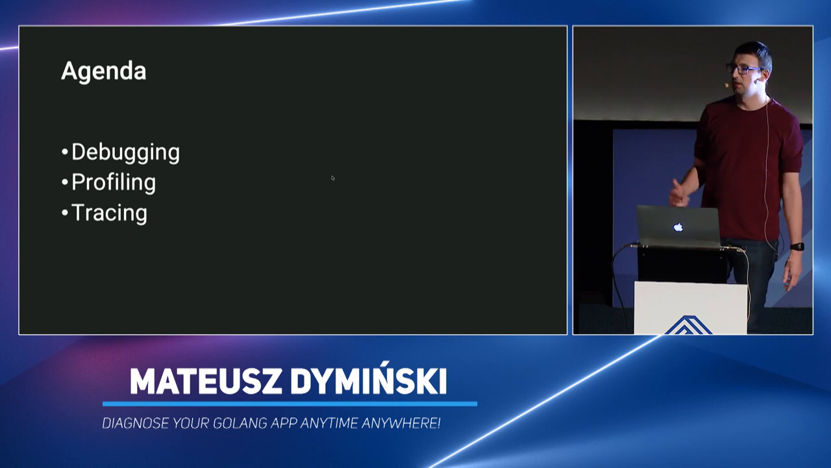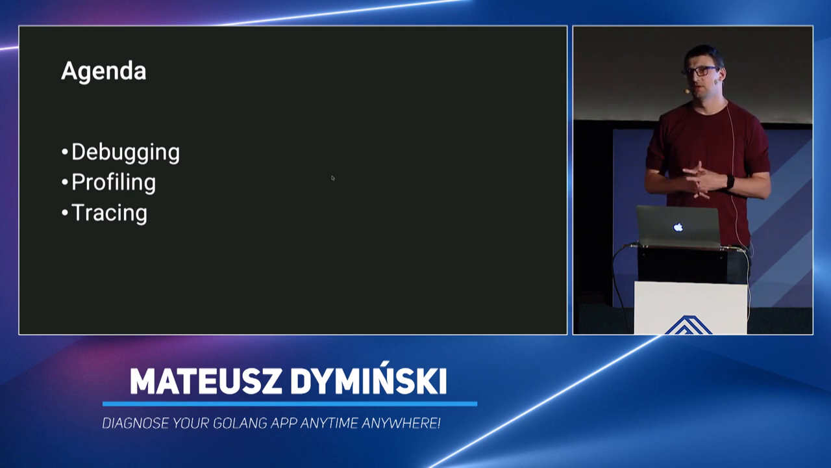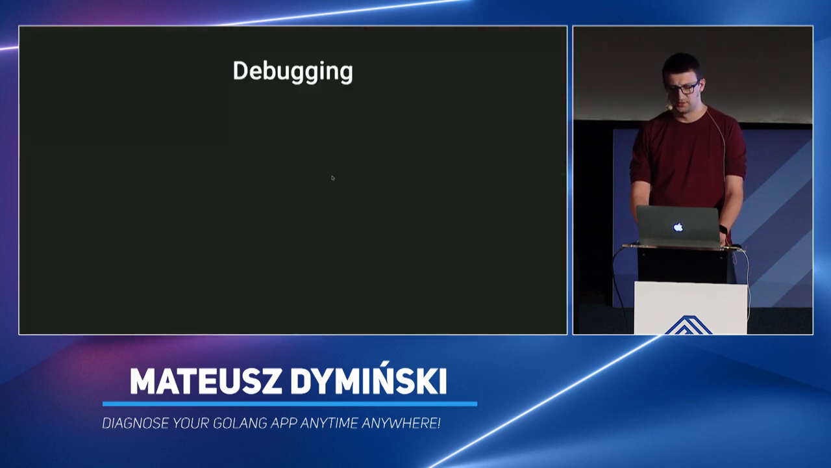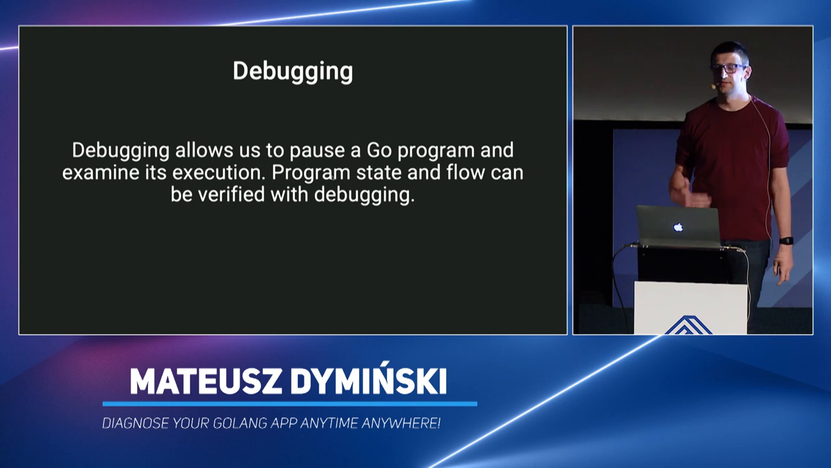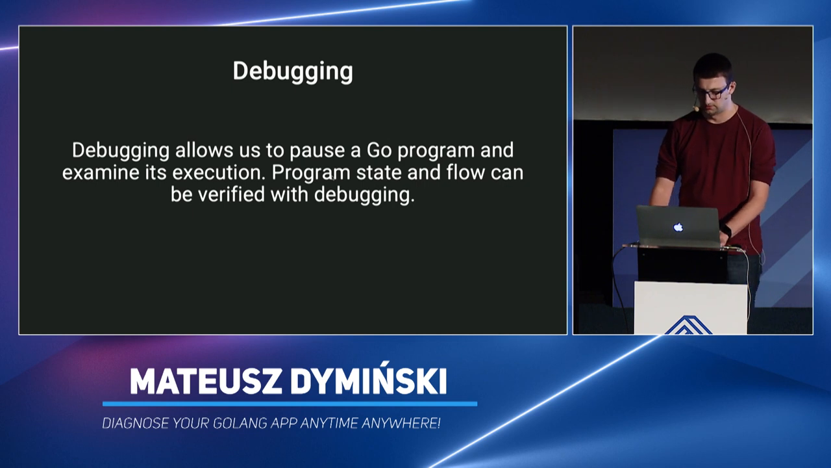The first part, the debugging part, is focused on finding problems with the logic. If you've got some bad things in the code, a wrong path, wrong if, wrong for, anything, then debugging might help. The definition of debugging is pretty straightforward. It allows us to pause a program and then examine its execution. We can check what is going on, what the state of the variables is, what the flow is, where we are going to go next, and so on. Pretty straightforward.